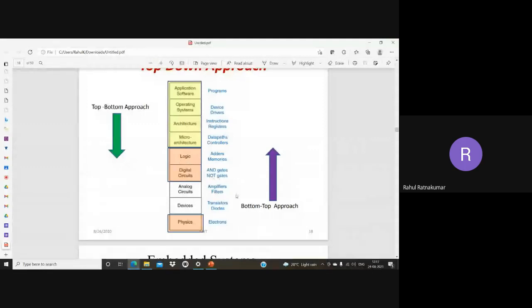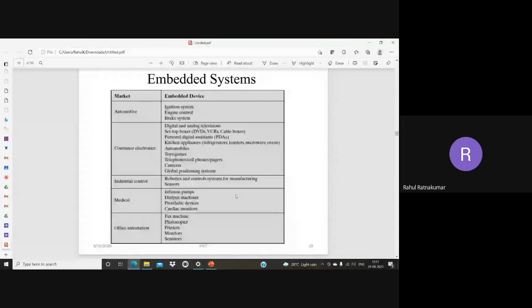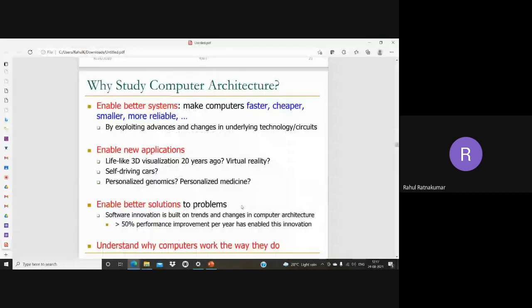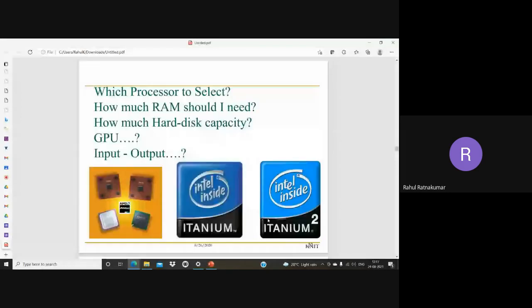Basic understanding of logic and basic circuits are prerequisites for this course. So there are a lot of applications, especially in automotive, consumer electronics, medical, automation, etc. We have to decide how much RAM I need, how much processor capacity, whether a GPU is required or not, what the input output speed is, USB 3.0 or USB 2.0, what is the difference, what is DMA, and what techniques I can use to speed up my process.